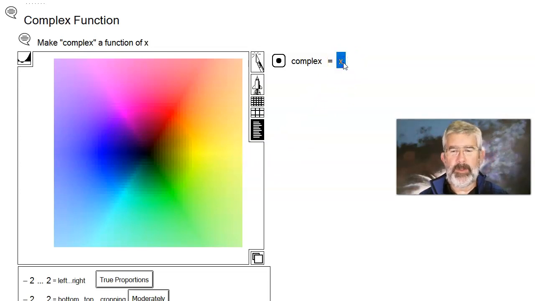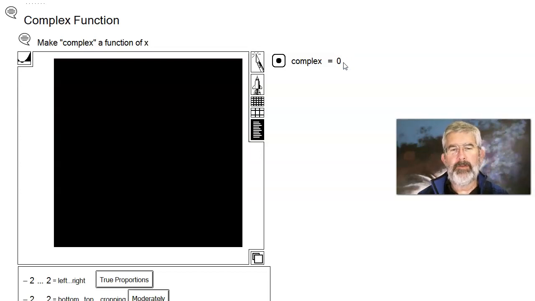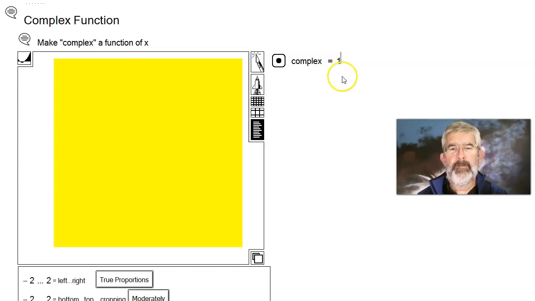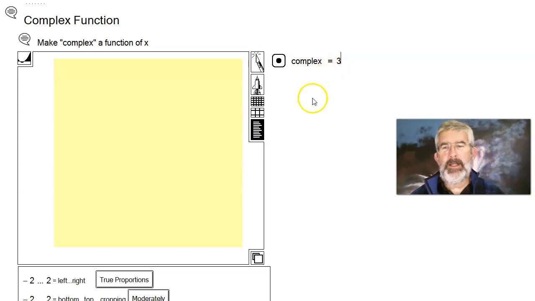If I say 0, every point on that plane is now being colored by the color of 0, and that all looks black. If I say 1, then everything is being colored by the color of 1. Notice there's 1, here's 2, a little bit lighter, here's 3, a little bit lighter, and in any direction you get lighter as you move away.